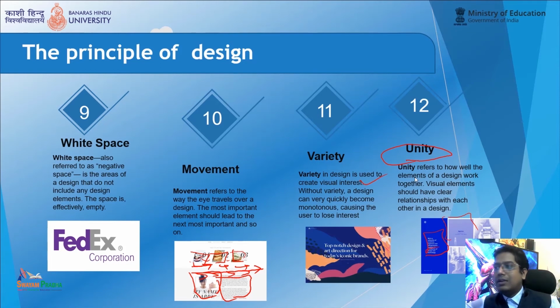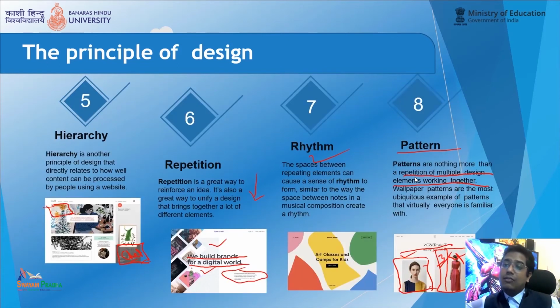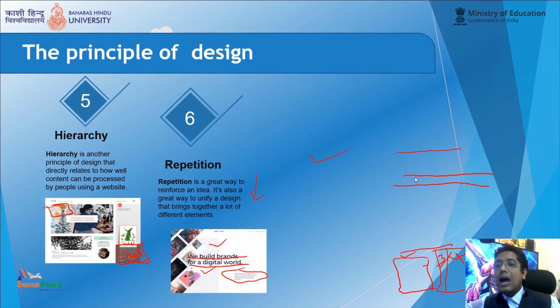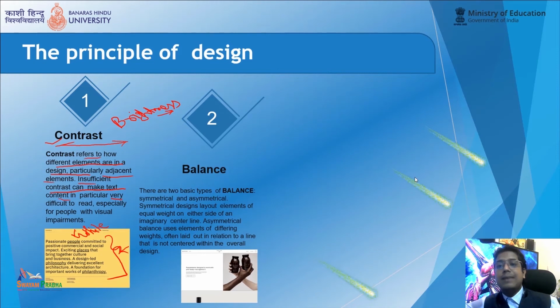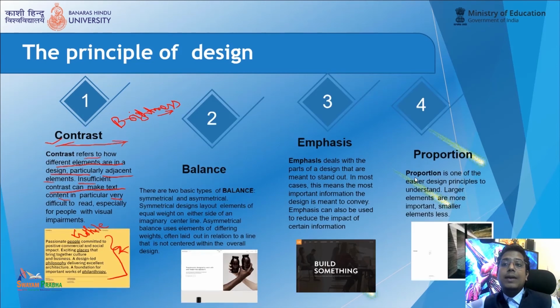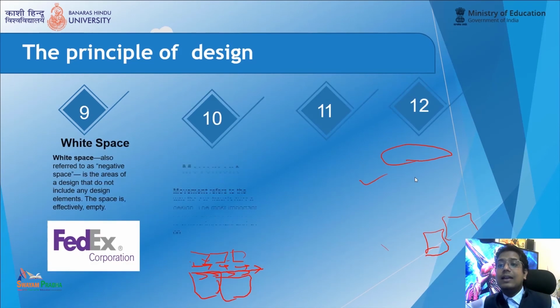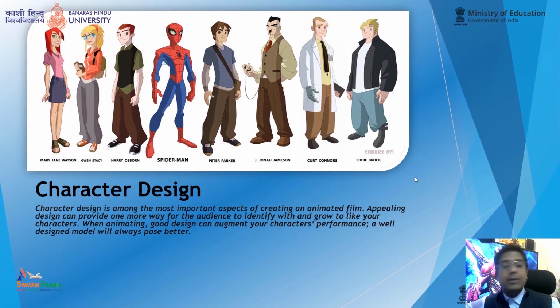Let us go from bottom to top: unity, variety, movement, then white space, then pattern, then rhythm, repetition, hierarchy, then proportion, emphasis, balance, and contrast. So these are the 12 principles you can commonly use to design the layout of your website and your artwork in the best way. Now moving to the next, character design, right?